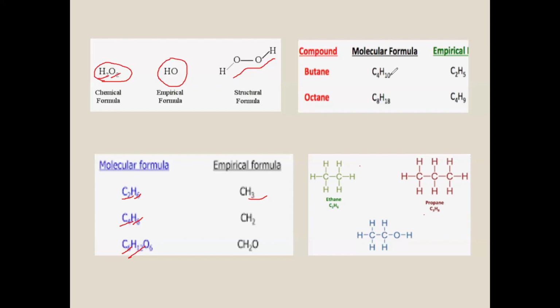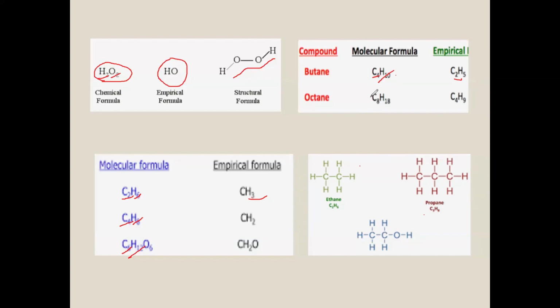Butane, C4H10. So to get the empirical formula, we get the common factor first. The common factor is 2. So when we divide 4 by 2 it will be 2, and 10 by 2 will be 5. And this is the empirical formula, C2H5.